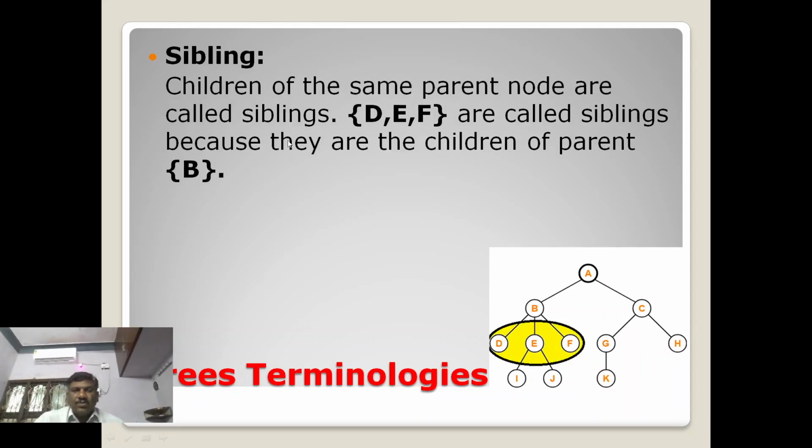Okay. Now, siblings. Which nodes are said to be siblings? In a simple way, we can say children of the same parent are called siblings. D, E, F are the children of B. So, D, E, F are considered to be siblings. B and C are siblings because they have the same parent called A. Right? I think you are clear with siblings.